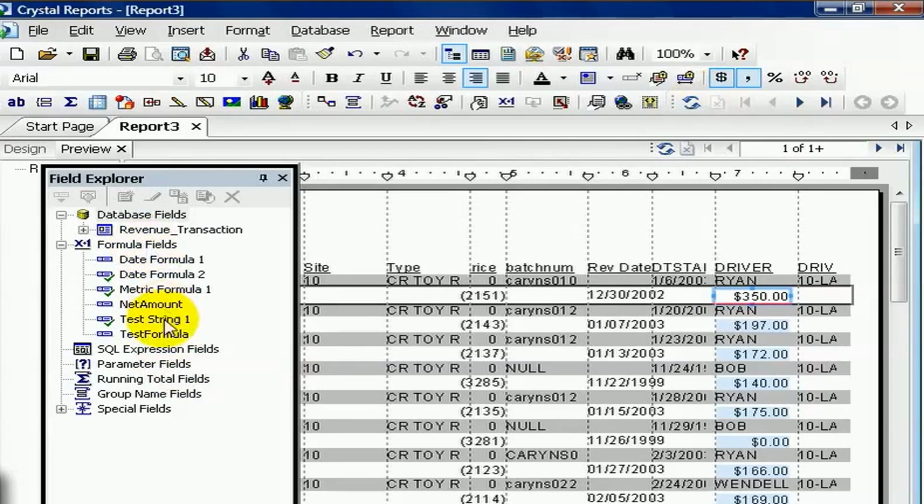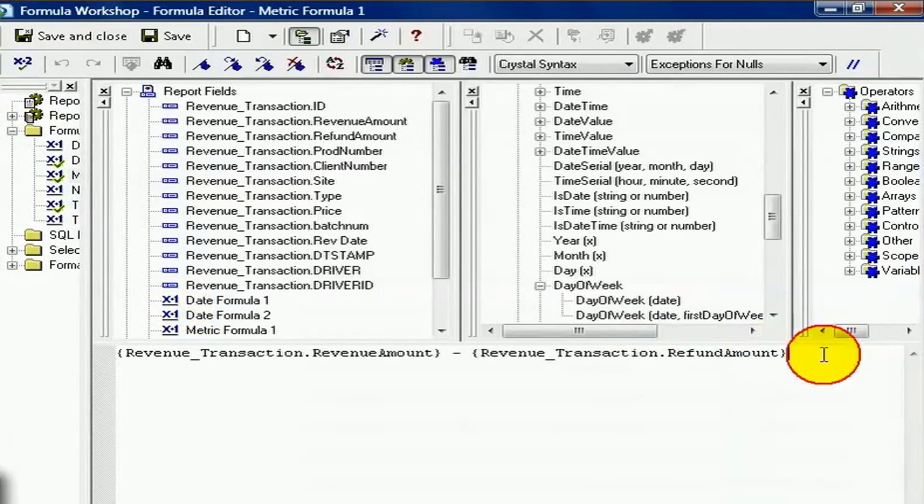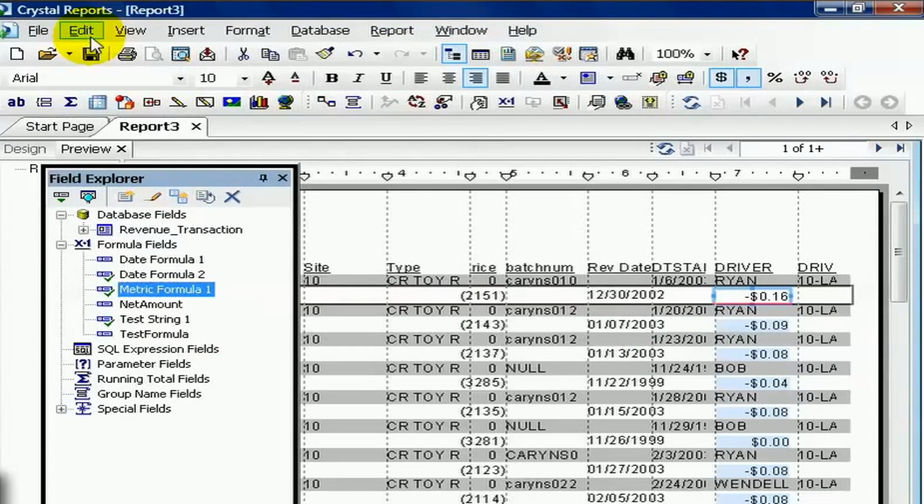Let's go ahead and right-click on our Metric Formula 1. And this time, I'm going to put this whole first calculation into a parenthesis. And then I'm going to divide by my Date Formula 2. Notice what happened. The point of this is to show you that you don't just have to use database fields, but you can use user-defined fields in your formula. Our Date Formula 2 is defined by the number of days since the transaction date to the current date. So what this is showing me is I made 16 cents a day for the last 2,000 days on my first line here. Assuming, of course, that was the only collection I've made since then, or the only transaction.